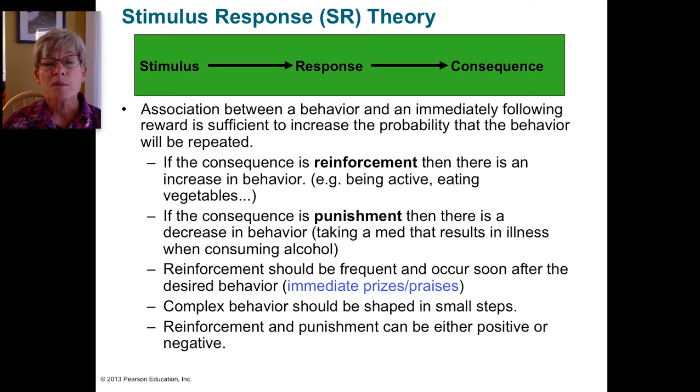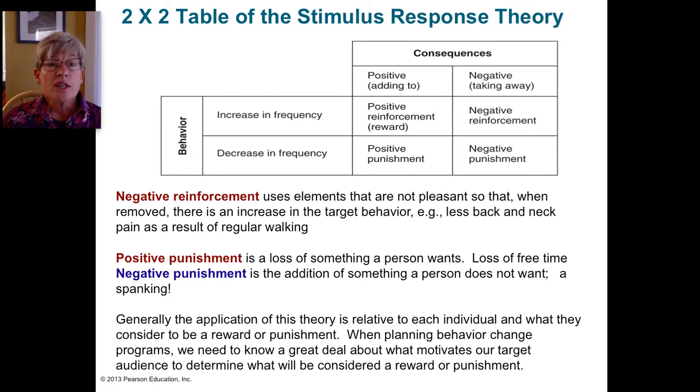So reinforcement and punishment can be either positive or negative. So if we look at the table of the stimulus response theory that's provided in the text, you can see that the increase in behavior, the decrease in frequency, and the consequences have relationships to each other. So when we talk about negative reinforcement, this uses elements that are not pleasant, so that when they're removed, there's an increase in the target behavior.